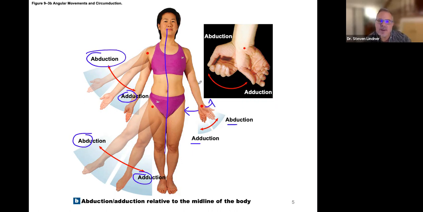Now, since the radius is on this side, we call it radial deviation, if we're going this way. And adduction is sometimes called ulnar deviation because you're moving it towards the ulnar bone. So adduction is ulnar deviation. Abduction is radial deviation. And on the upper right is a close-up view of what abduction and adduction of the wrist look like.